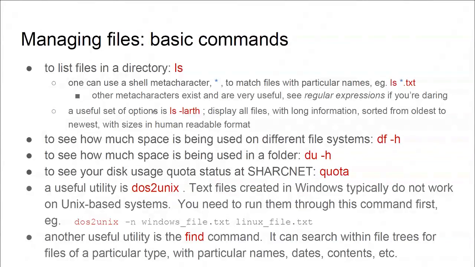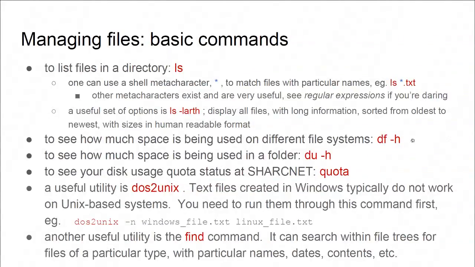For listing files, a useful set of options is the flags -lartH. This will allow you to display all the files in a directory with long information. It will also sort them from the oldest to the newest file and present the results in a readable format. So instead of bytes, it will be gigabytes or kilobytes or megabytes.